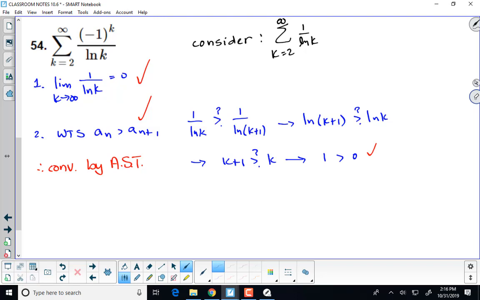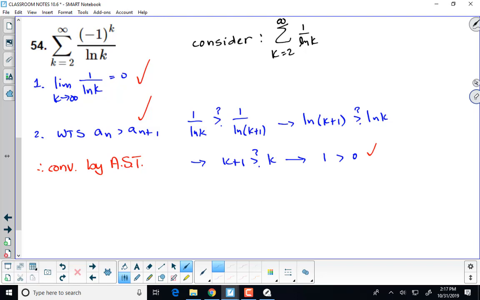Does 1 over natural log of k go to 0 faster or slower than 1 over k? Slower. A little bit faster? Slower. So if we look at a graph of k and ln k, it looks like this. They cross somewhere, but eventually, this is y equals x, and this is y equals natural log. So y equals natural log goes to infinity slower than x goes to infinity.